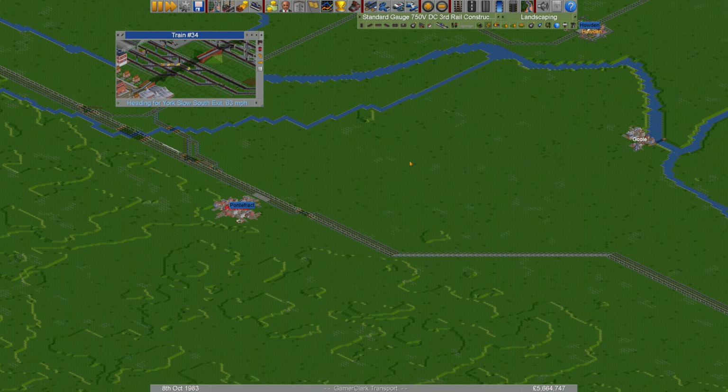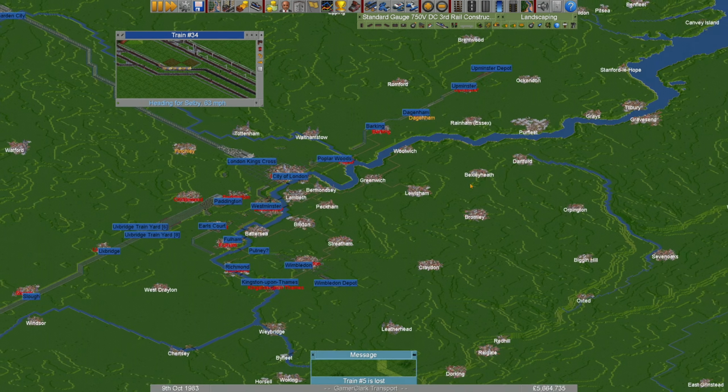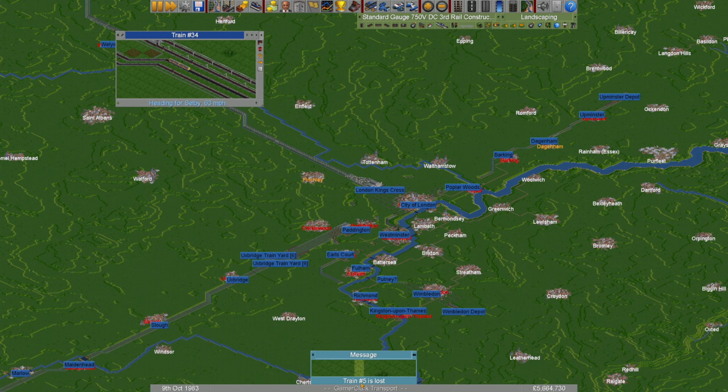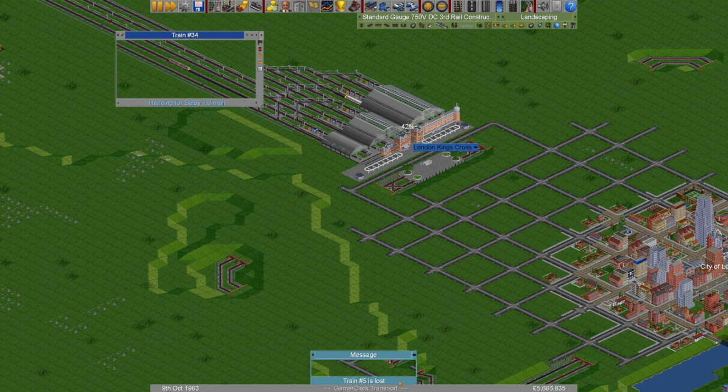Let's just double check what's going on in London. Get there quick enough. Train 5 is lost. Which one is train 5? It'll tell us in a second.